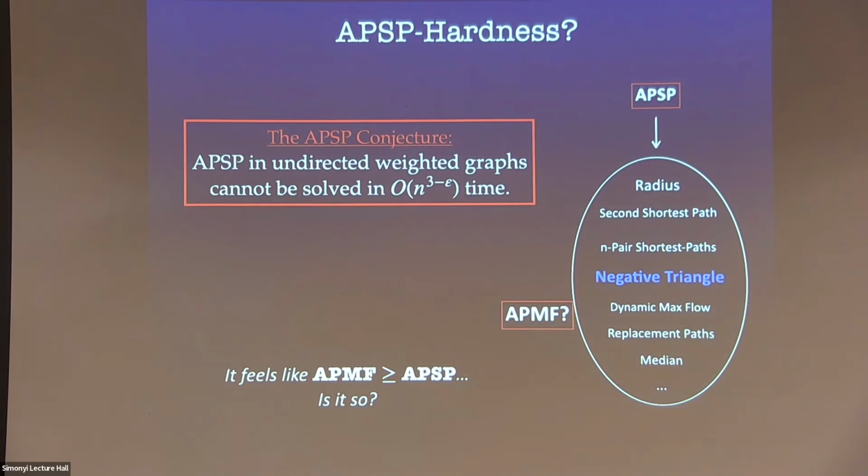Right. The directed and undirected cases are actually equivalent. They're literally equivalent to APSP. But probably not for all pairs max flow.